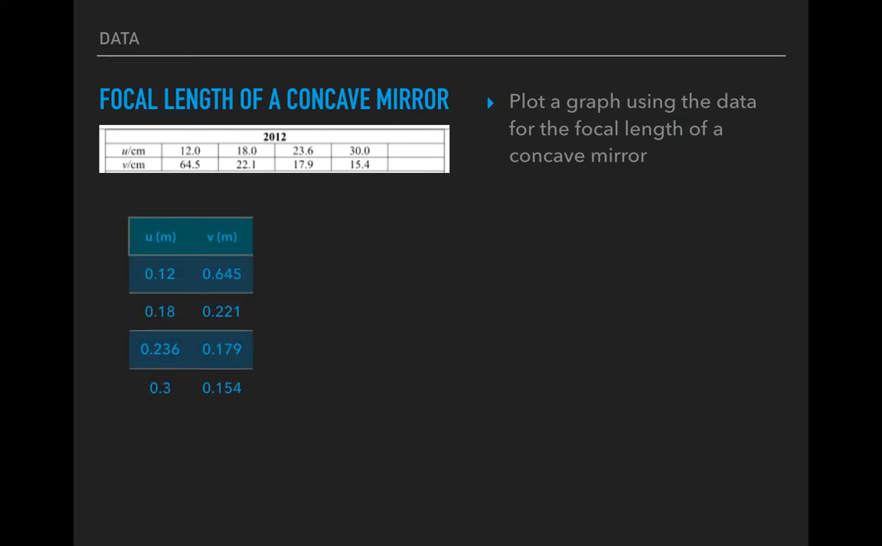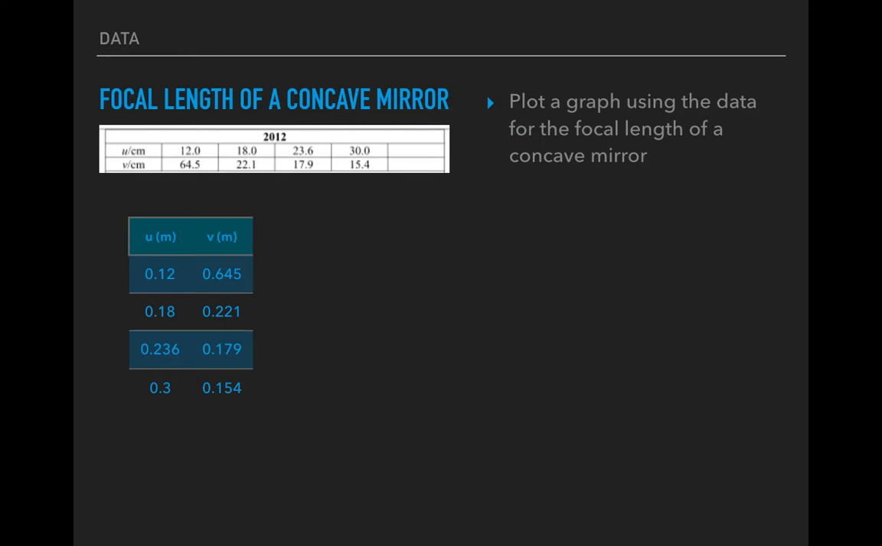So U is the object distance, that should be in SI units. So instead of 12 centimeters, we have 0.12 meters. V is the image distance, that should also be in meters. So instead of 64.5 or 22.1, I'm getting 0.645 and 0.221 meters.